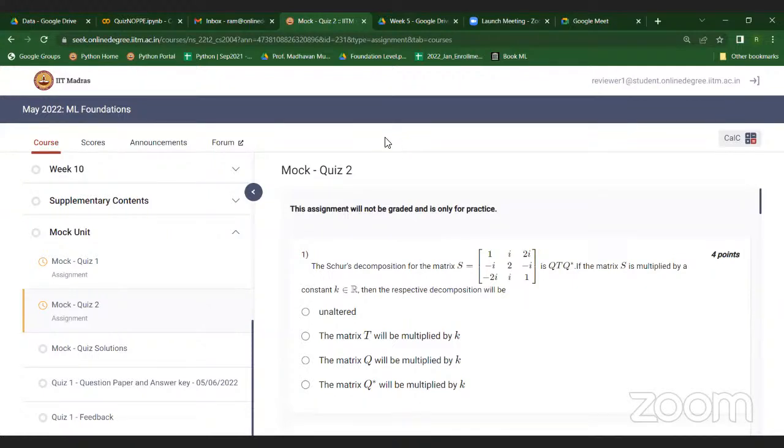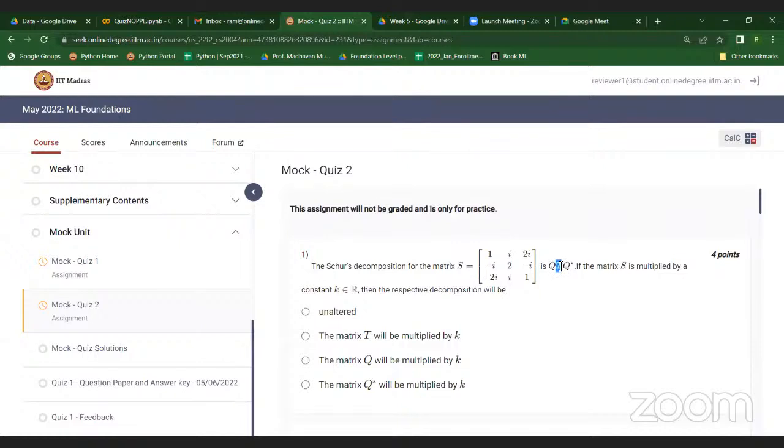First things, what do we know here? We know that the matrix Q is orthogonal, right? We will try to provide the mock test solutions in detail. So Q is orthogonal, and Q star is also a unit orthogonal matrix, where each column in that matrix is a unit vector. So Q and Q star are not going to change. The only thing that's going to change is T.